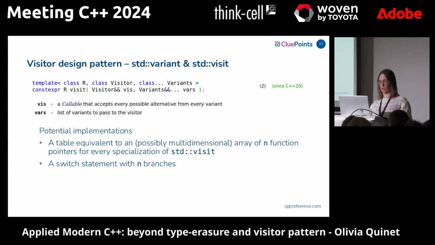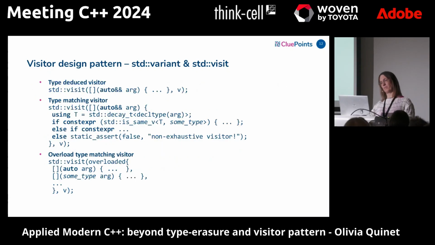And for the visitor, std::visit takes a visitor, which is a callable that has to accept every possible alternative from every variant defined in the variadic argument. The potential implementation for this is possibly a multi-dimensional table of n function pointers for each specialization of std::visit, or it can also be done with a switch statement.